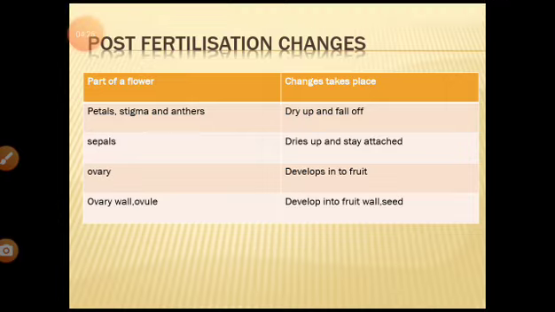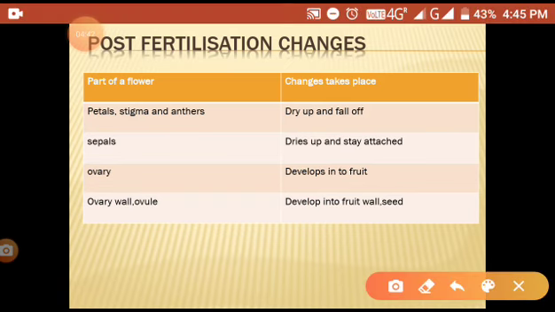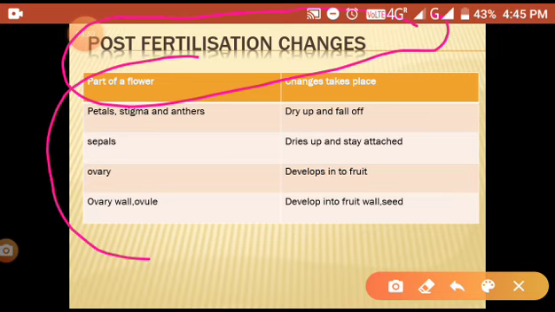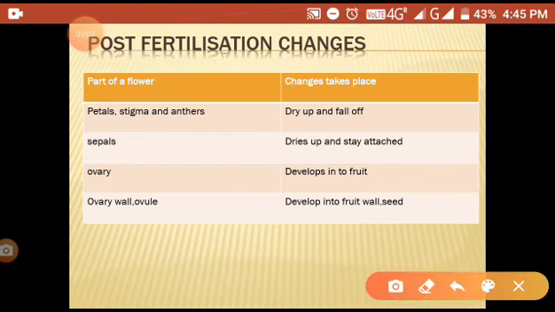Now, what are the post-fertilization changes? After fertilization, the changes that take place in each part of the flower are shown in a table. First of all, what is the meaning of post-fertilization changes? The parts of the flower, which I told you about, change into different types after fertilization. So what happened to these parts of the flower after fertilization? It is given in the table. This table is in your book also.